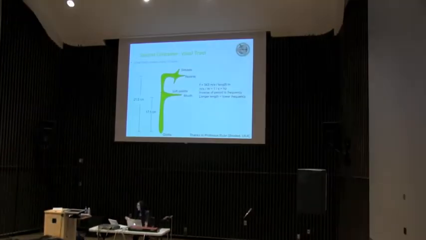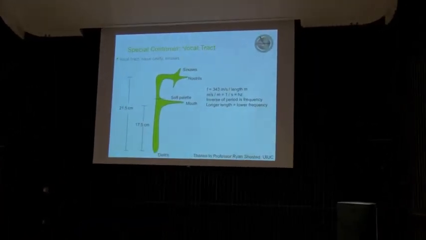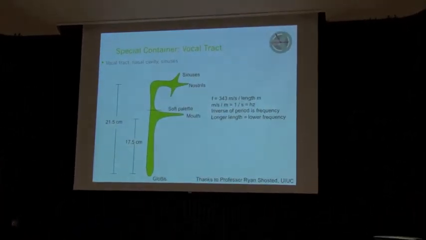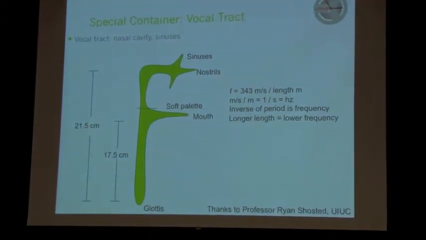The human vocal tract is just another container. And if you want to think of it that way, it's got echoes and resonances to it. And we change those very rapidly by moving things around in the mouth and in the soft palate.